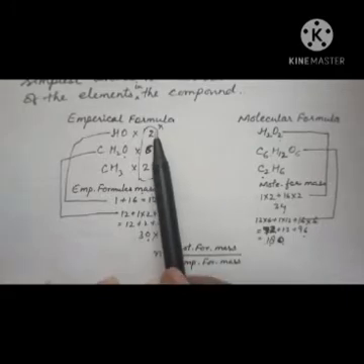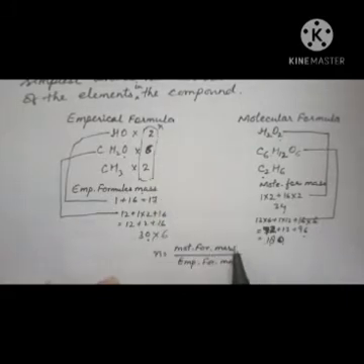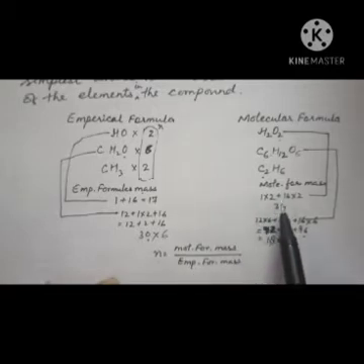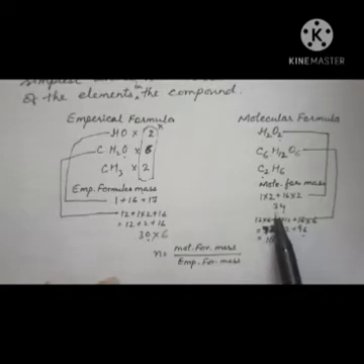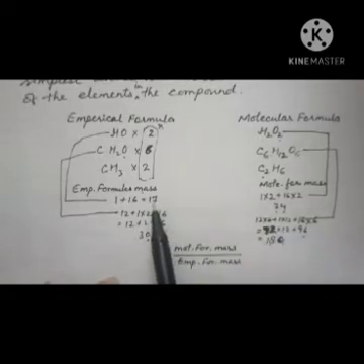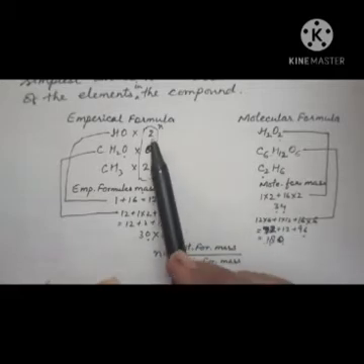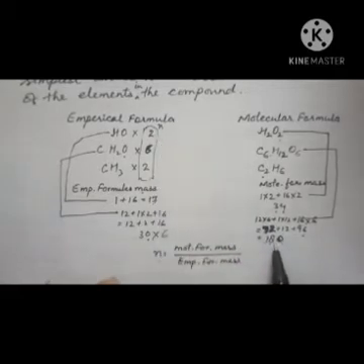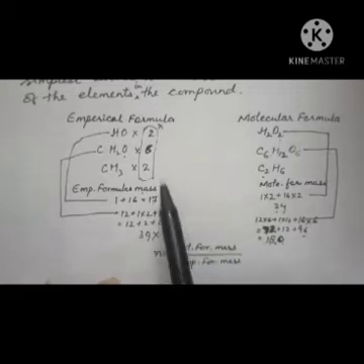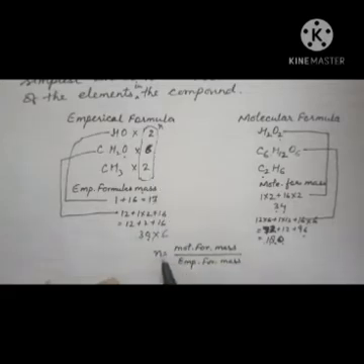So how do you find out this n? Molecular formula mass divided by empirical formula mass. Just look at here. In the first case, hydrogen peroxide, the molecular mass is 34 and the empirical formula mass is 17. So 34 divided by 17 gives 2. Same way, the molecular mass of glucose is 180, and when it is divided by 30, the empirical formula mass, you get 6. That is your n is 6. So n is equal to molecular formula mass divided by empirical formula mass.